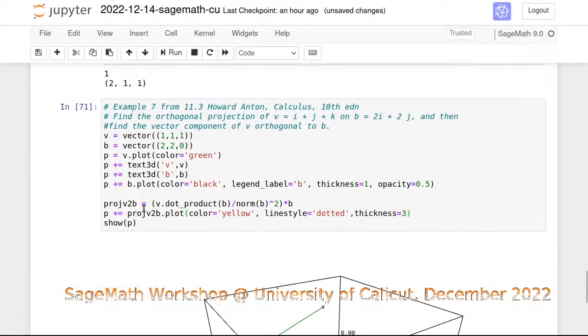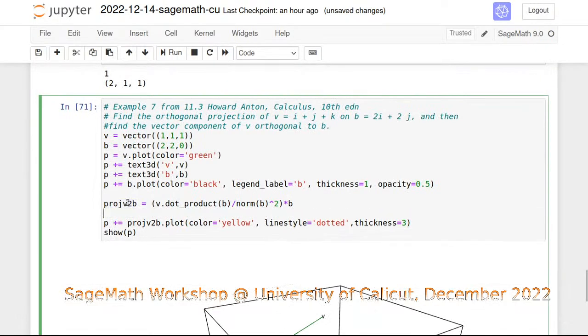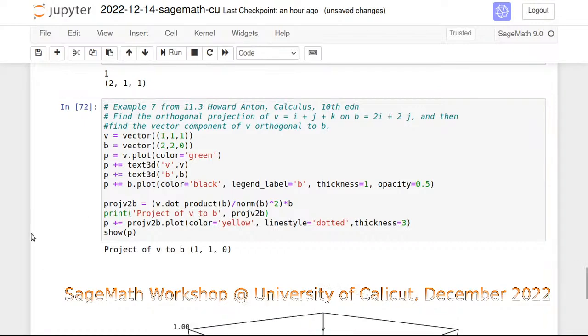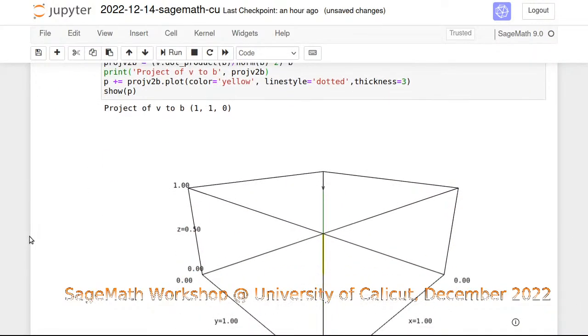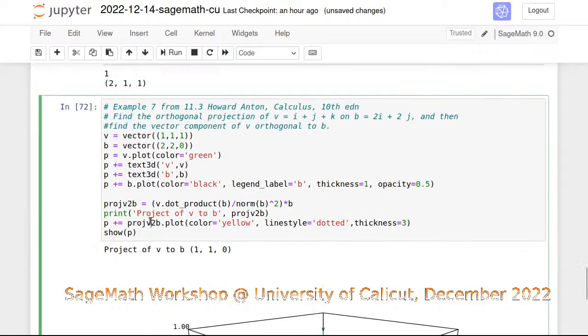If you want to print the projection vector of v to b, that also we can do. 110. That's it. Let me just update the entire code to the Google document, which I have not done. Yes. So the projection can be computed easily.